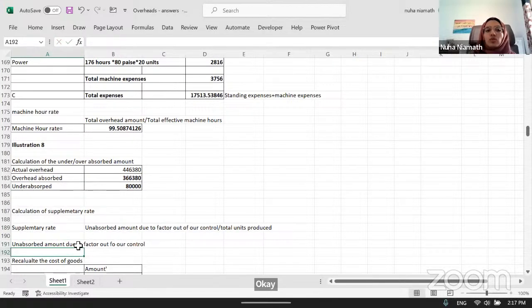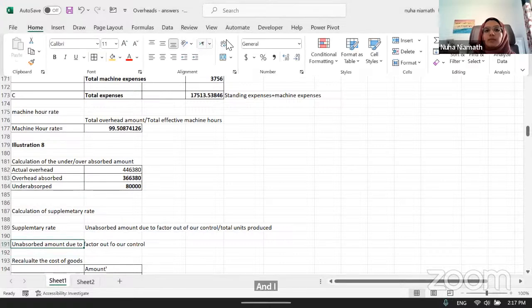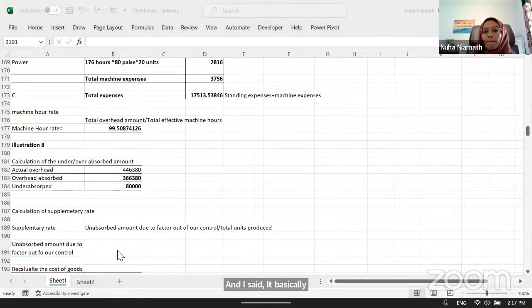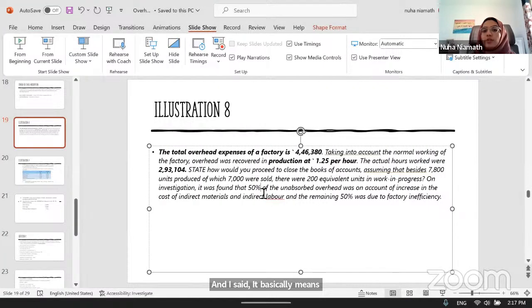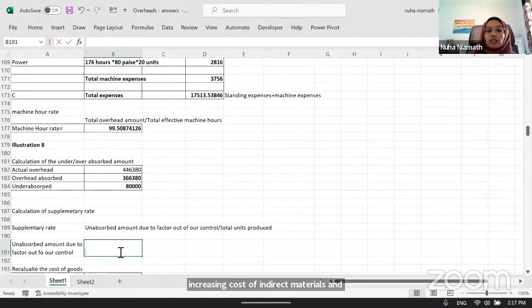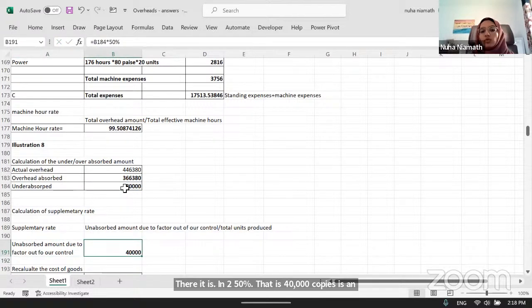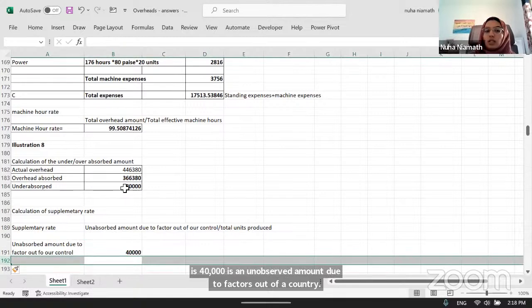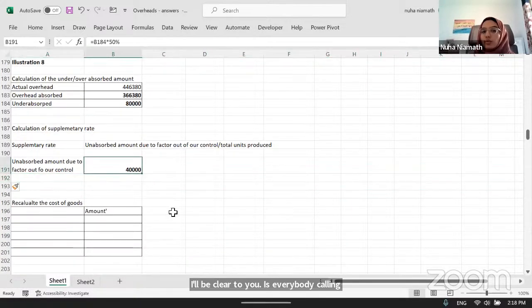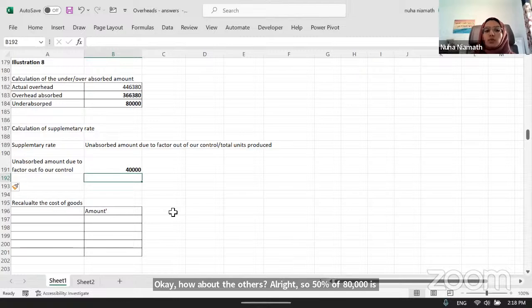When I say factors out of our control, it basically means, if you see here, 50% of the unabsorbed amount was due to the increase in cost of indirect materials and indirect labor. So that is 80,000 into 50%. That is 40,000 rupees, an unabsorbed amount due to factors out of our control. Are we clear till here? Is everybody following how we arrived at 40,000? Okay, how about the others? All right. So 50% of 80,000 is due to the inflation, so that will be absorbed into the good units.